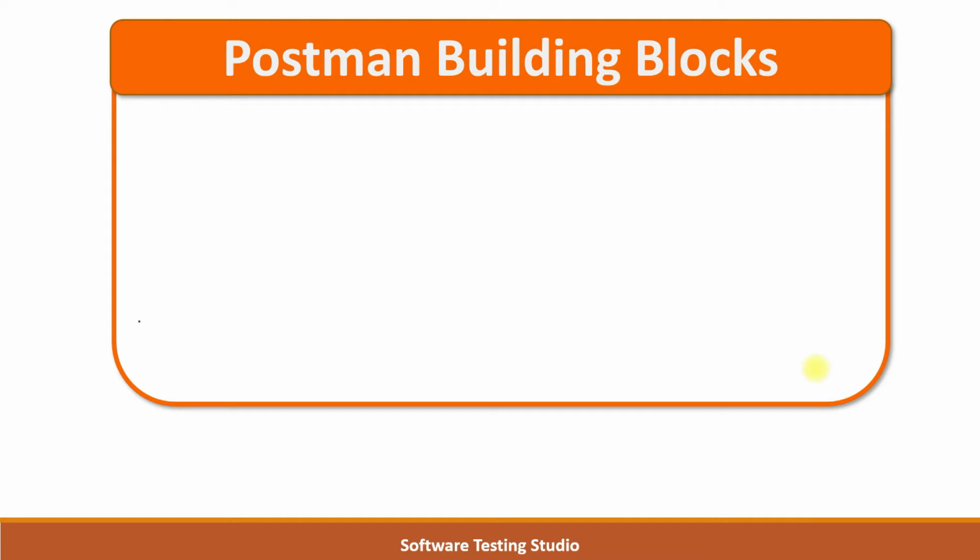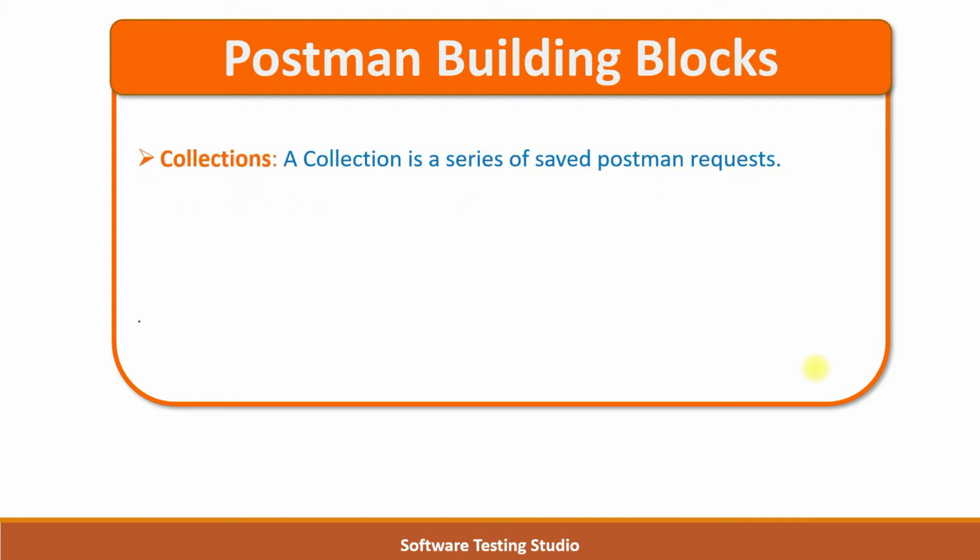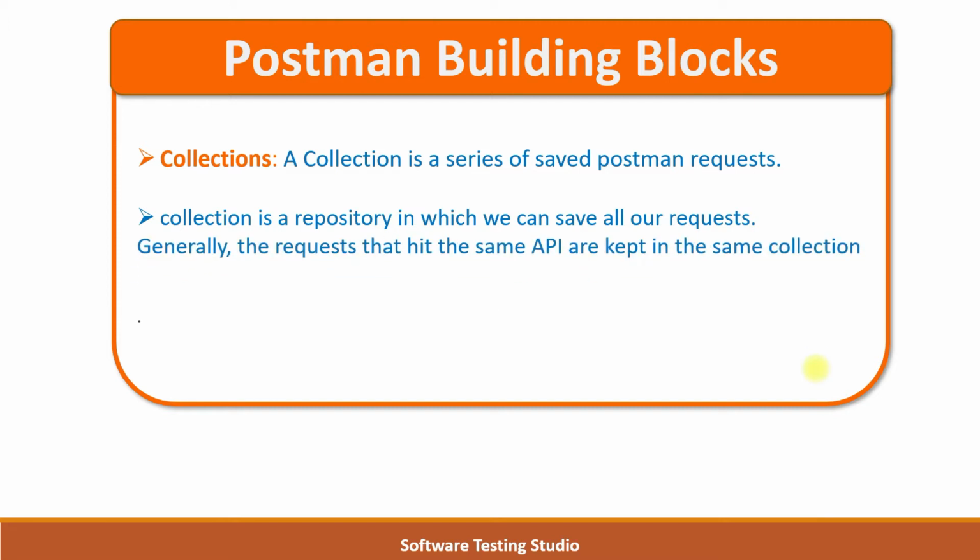What are the building blocks of Postman? So first we have collections. A collection is simply a series of saved Postman requests. It's a repository in which we can save all our requests. Generally, requests that hit the same API are kept in the same collection.